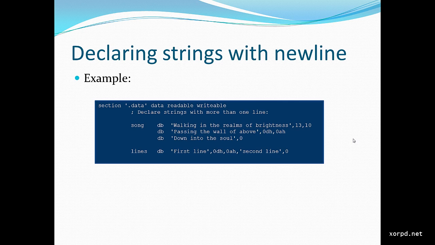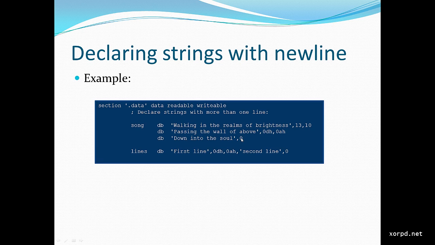Declaring strings with new line. As you have probably guessed, we just have to add those two numbers, D and A. For example, if we want to represent the previous song, we just have to add new line codes in the correct places. So we have the first line, and then 13 and 10, which is one way to do it. This is the base 10 representation. This is the base 16 representation, right after the second line. And finally we have the last line, and we just end it with a null terminator. We don't have to use a new line again, because we just want to end the text.